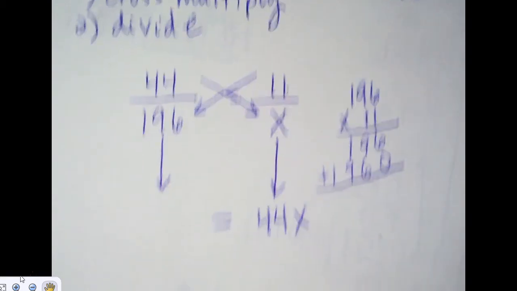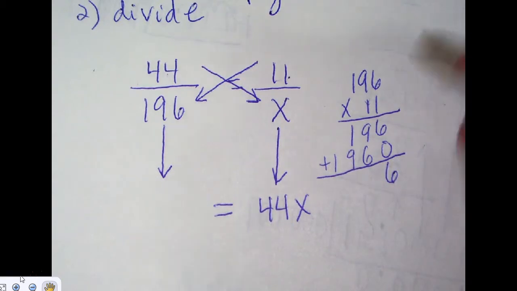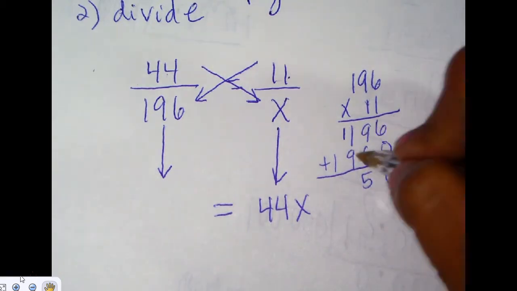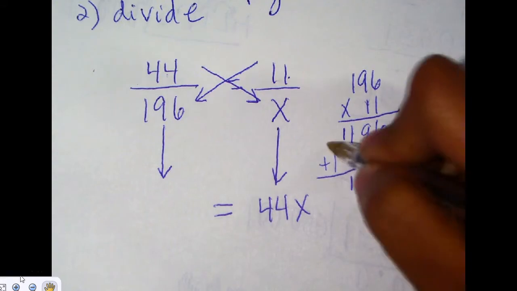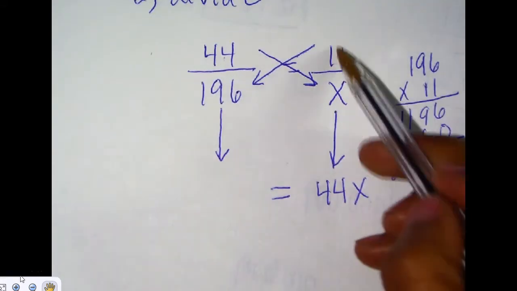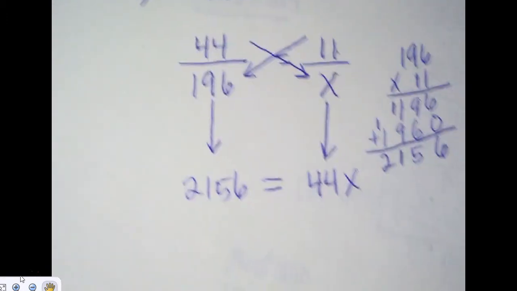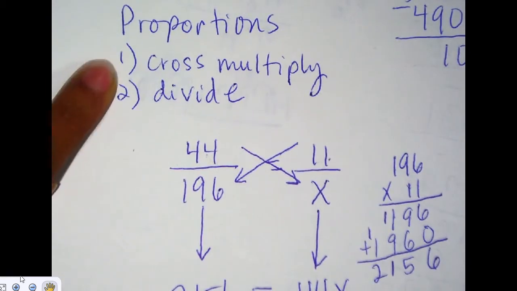All right, so now we're going to add all this up. And we're going to get 6, we're going to get 15, carry the 1, 9, 10, 11, carry the 1. Okay, so we get 2,156 when we multiply these two numbers. All right, now after we have cross multiplied, we've taken care of this step. Now we want to divide.